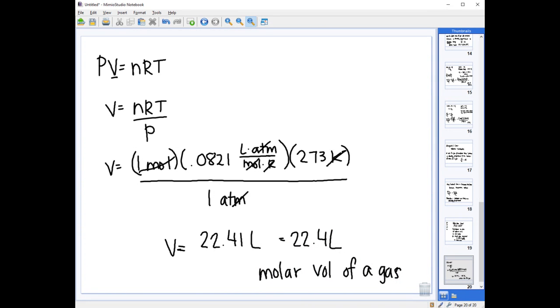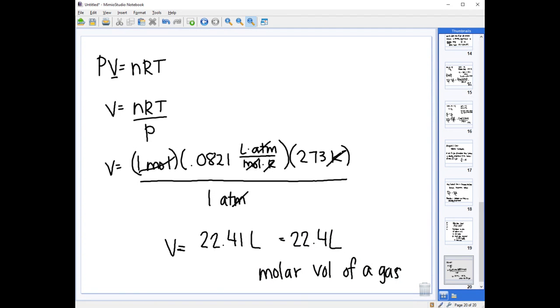So, what does that mean? That means that at standard temperature and pressure, so at 1 atmosphere pressure, 0 degrees Celsius, any gas will occupy a volume of 22.4 liters, as long as there's 1 mole of it. So it doesn't matter what gas we're talking about. It could be oxygen, it could be nitrogen, it could be helium, it could be argon, it could be xenon, doesn't matter. At standard temperature and pressure, 1 mole of any gas is 22.4 liters.